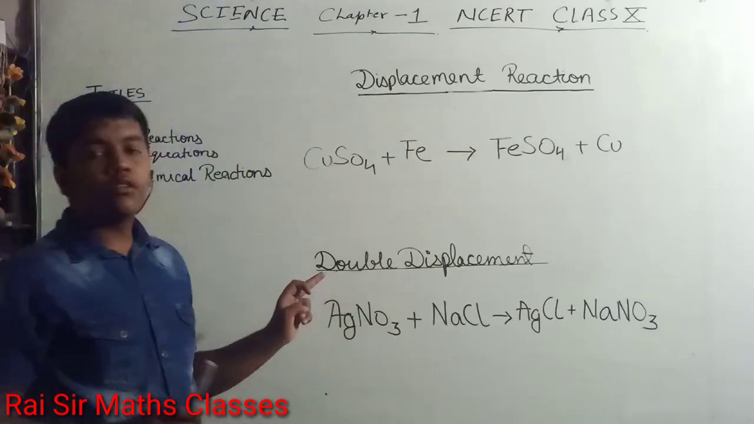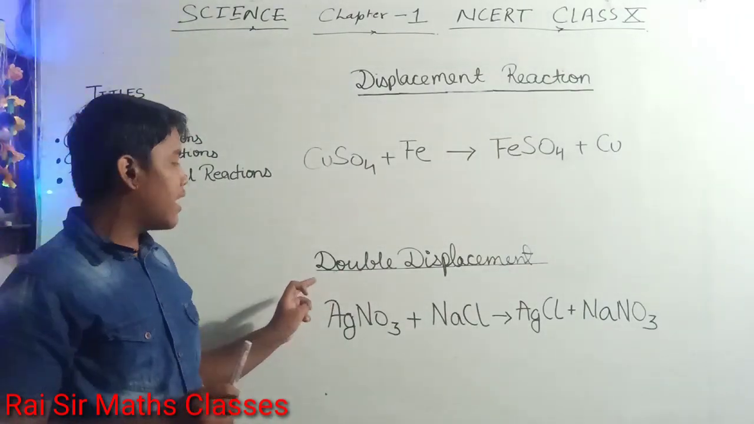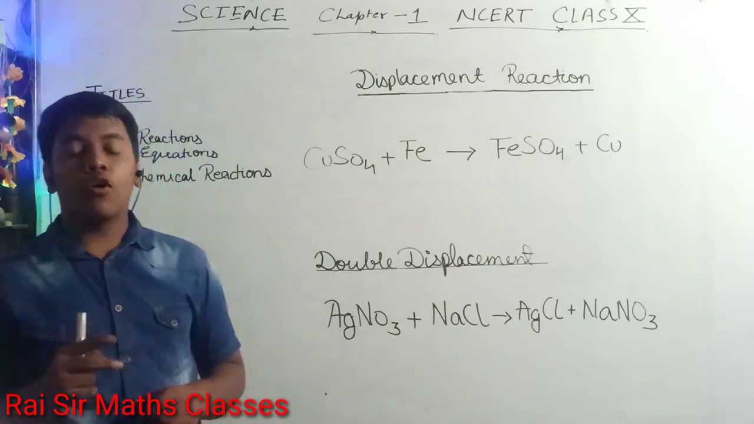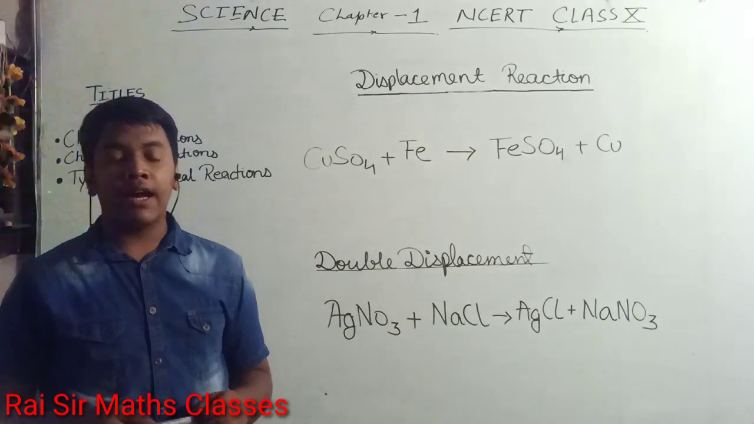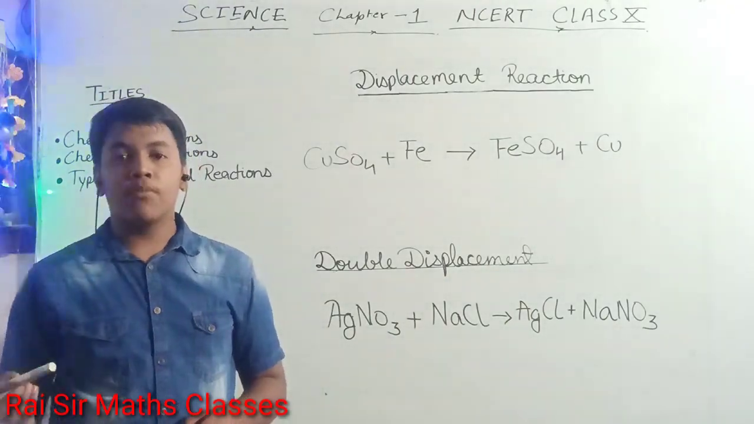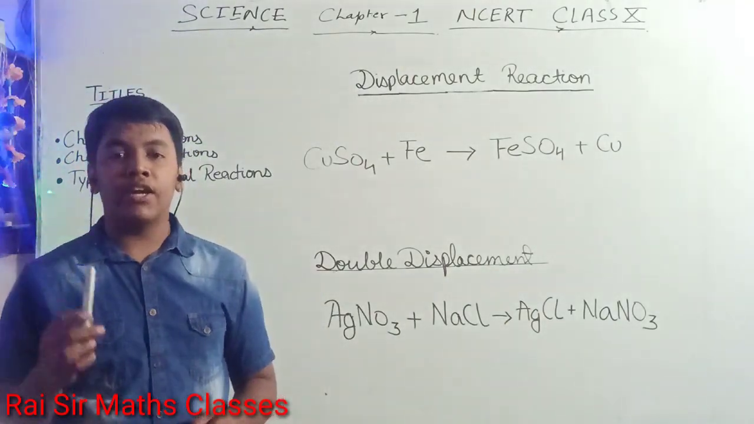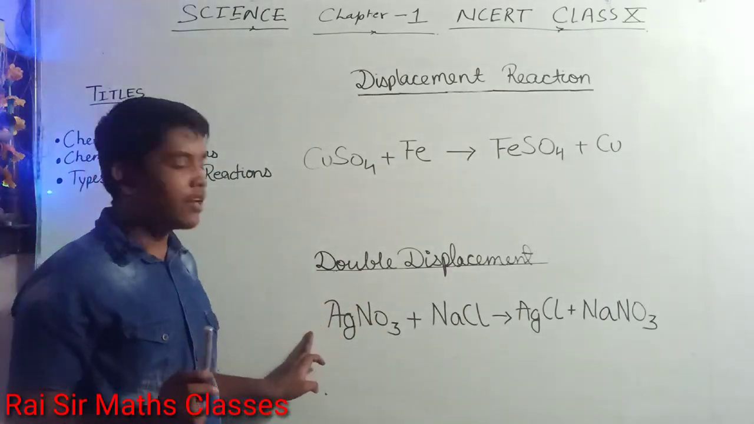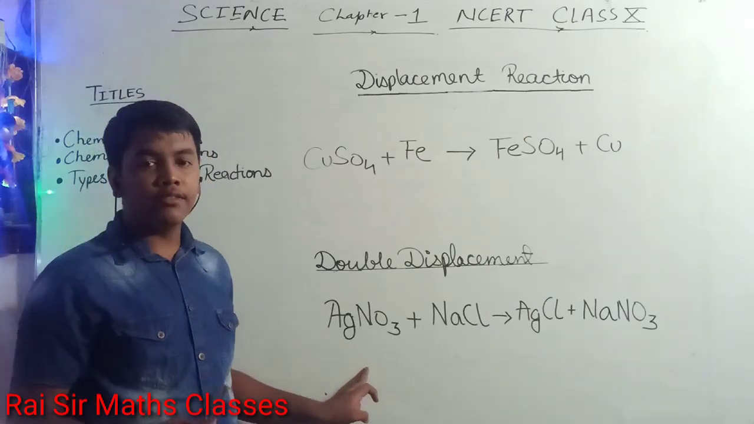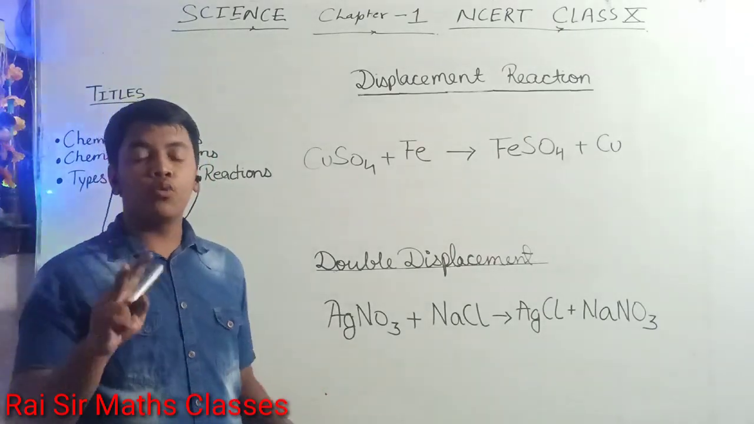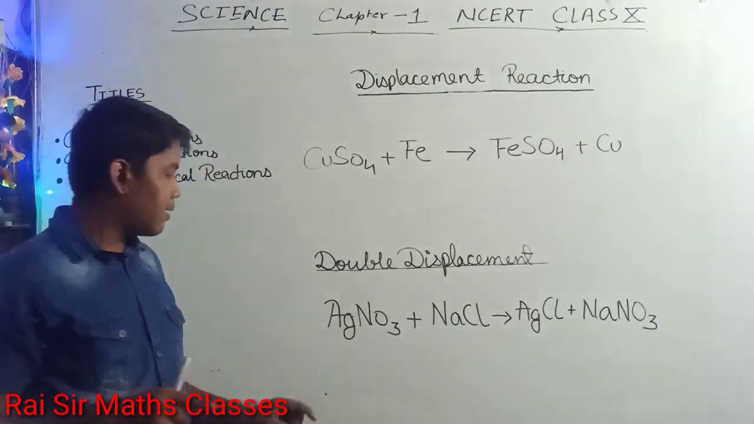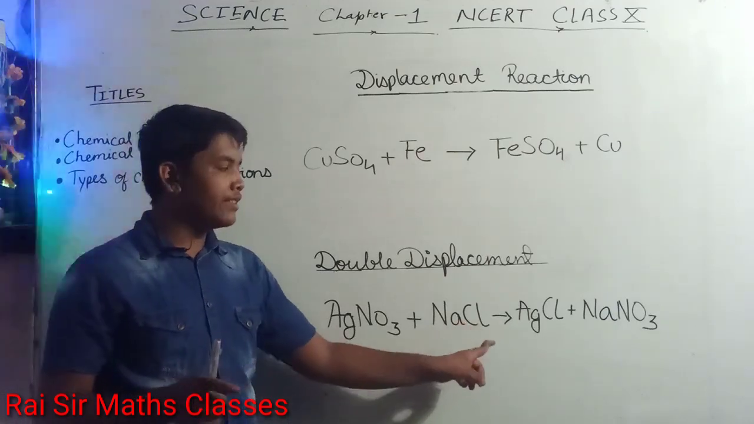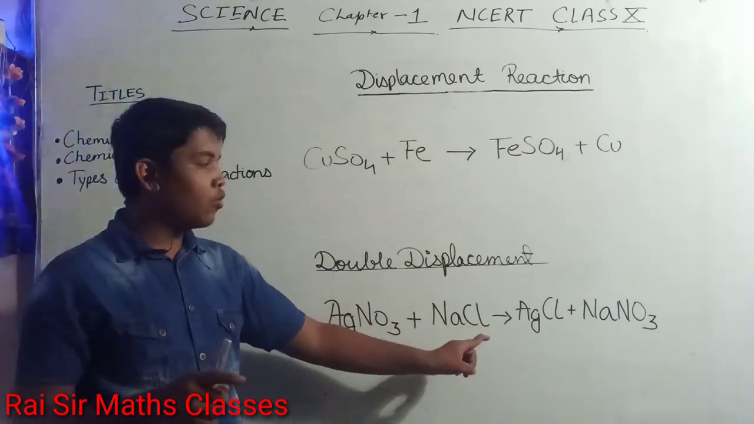Now we are going to study the fourth type of reaction, that is double displacement reaction. In this reaction, one or two groups of atoms are replaced with another group of atoms to exchange their corresponding ions. In a displacement reaction, we are not exchanging ions, but in a double displacement reaction, we are going to exchange ions and form two different kinds of compounds. Let's see the example. AgNO3 plus NaCl will give you AgCl plus NaNO3.